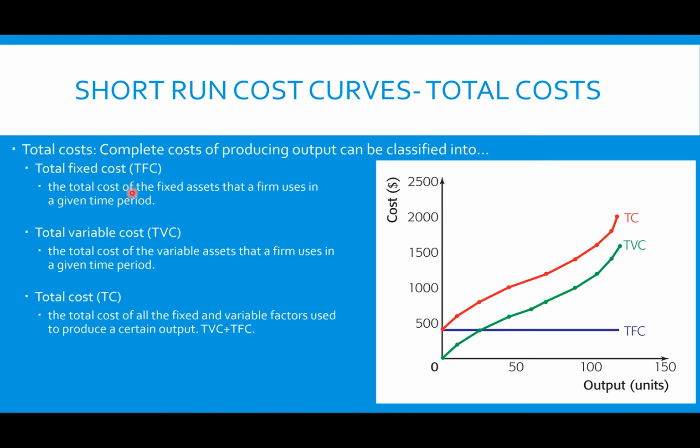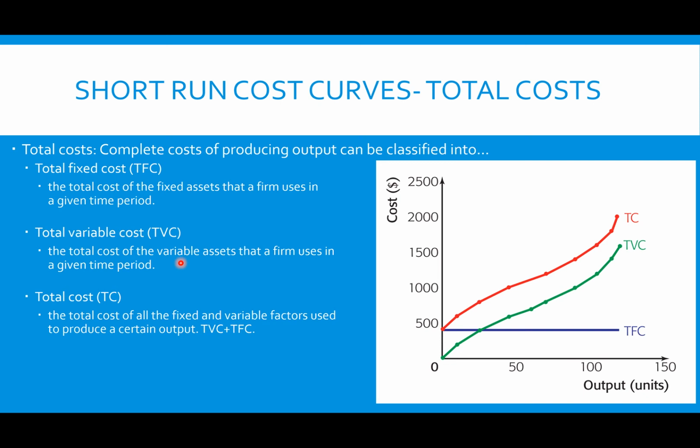Total fixed cost, TFC, is the total cost of fixed assets that a firm uses in a given time period, like maybe renting fees or salaries for the manager. If it is constant, then total fixed cost will be the same no matter how much the business produces. Their output does not affect the cost. That's what total fixed cost is.